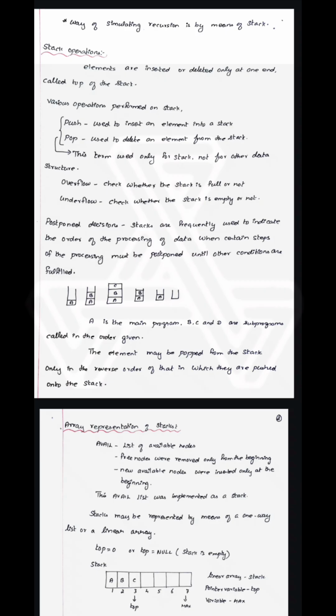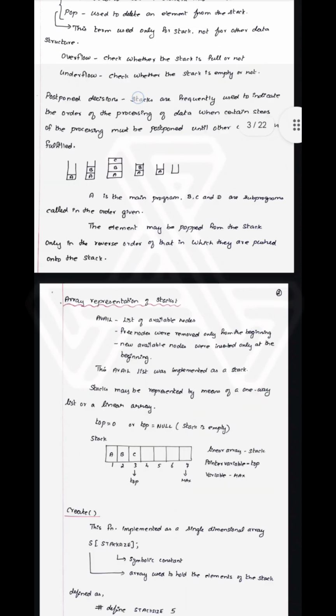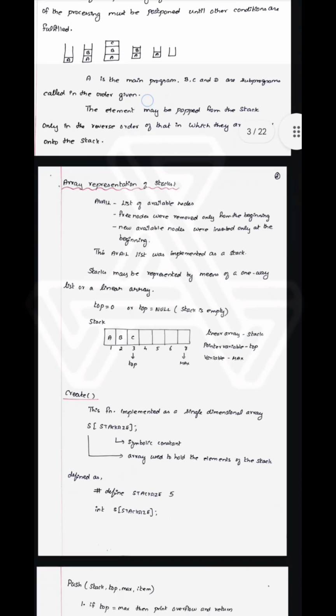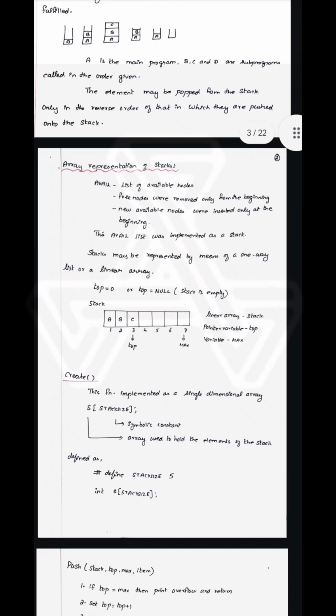Array representation of the stack: in a list of available nodes, free nodes were removed from the beginning, and new available nodes were inserted only at the beginning. This list was implemented as a stack. A stack may be represented by means of one array list or a linear array.